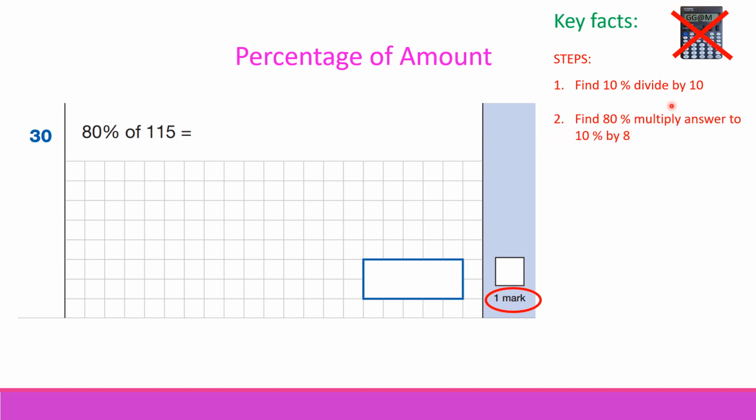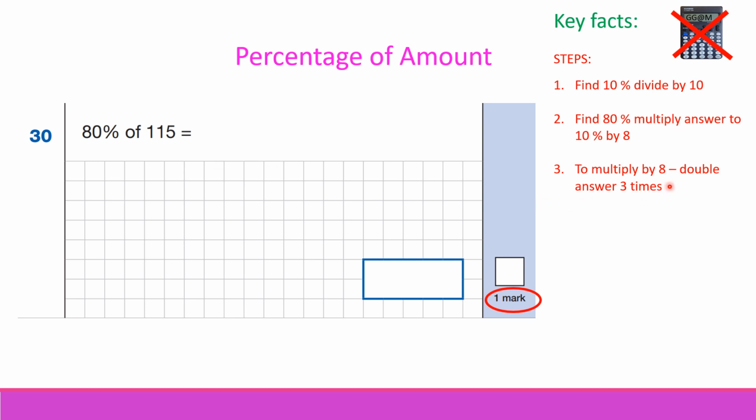So the answer you've just worked out for 10%, if you multiply that answer by 8, that will find 80%, because 10 times 8 gives me 80. So we need to find 80%. The answer you've just worked out by dividing by 10, you're then going to multiply by 8.